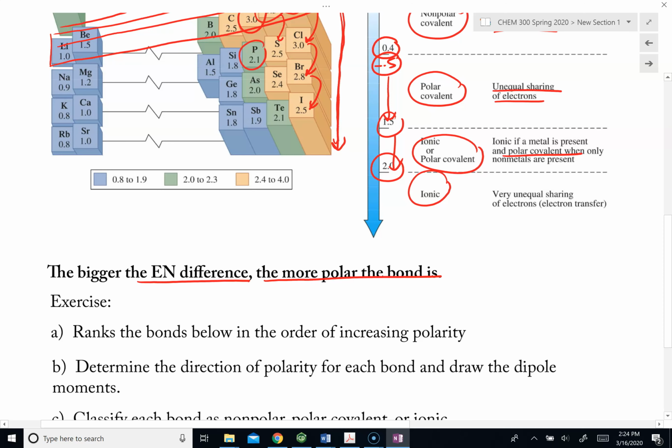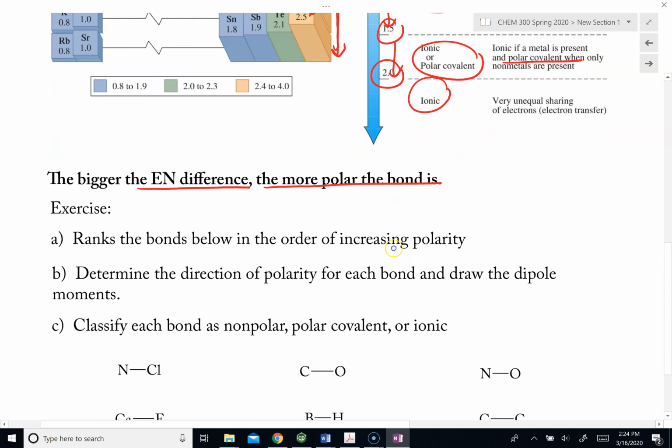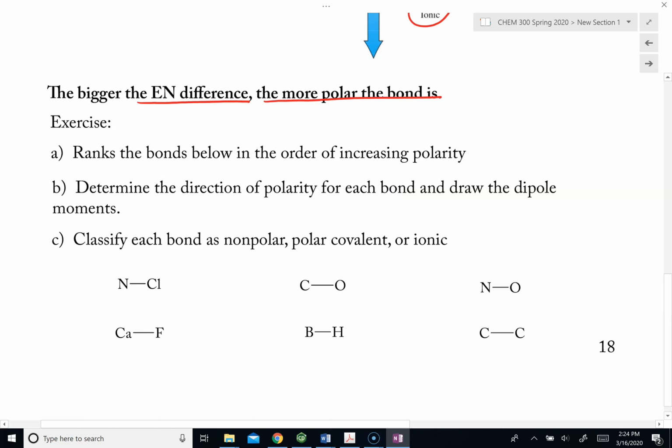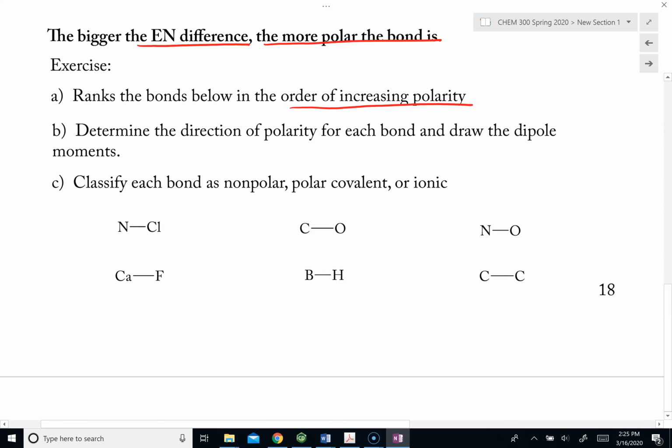Let's now try some examples to make sure that you have understood this concept. Here in this case, you are asked to rank the bonds below in order of increasing polarity. So which one would be most polar and which one would be the least? And if we have a polar covalent bond, we would need to determine the direction of the polarity of the bond by drawing the dipole moment. And then lastly, classify the bond as polar, nonpolar, or ionic.